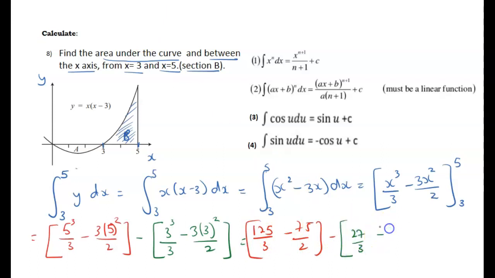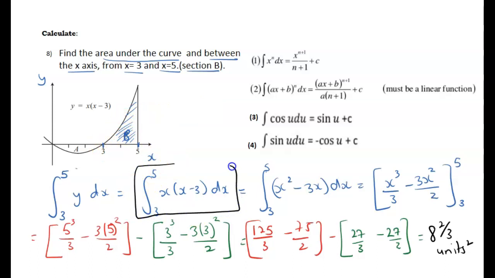27 on 3 minus, that'll be 27 on 2. Now simplifying our final answer, and since it's area, the 8 and 2/3 squared, because it's area, right? So just to recap, when we're finding the area under the curve and above the x-axis, it's the same as doing definite integration, where we put the upper and lower limits like this and we put the equation of the curve here, right? And we just proceed as normal as we did in the previous example.